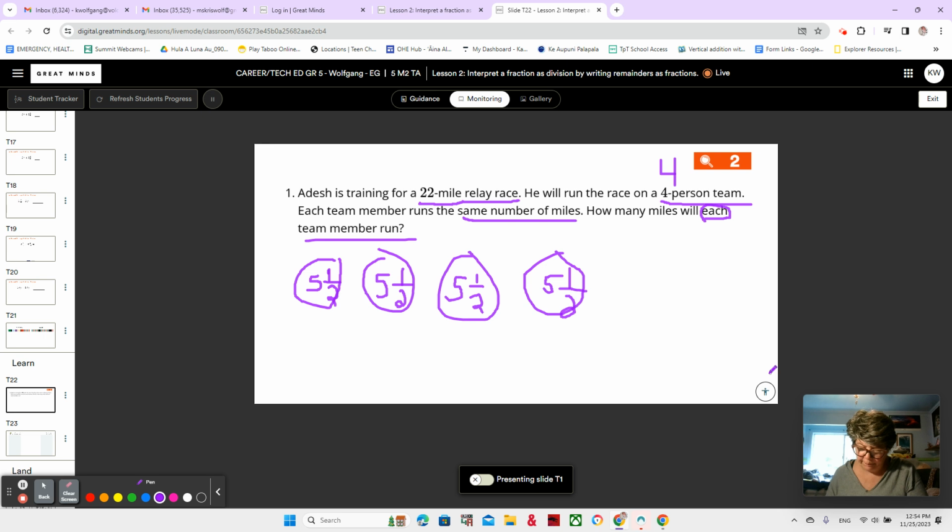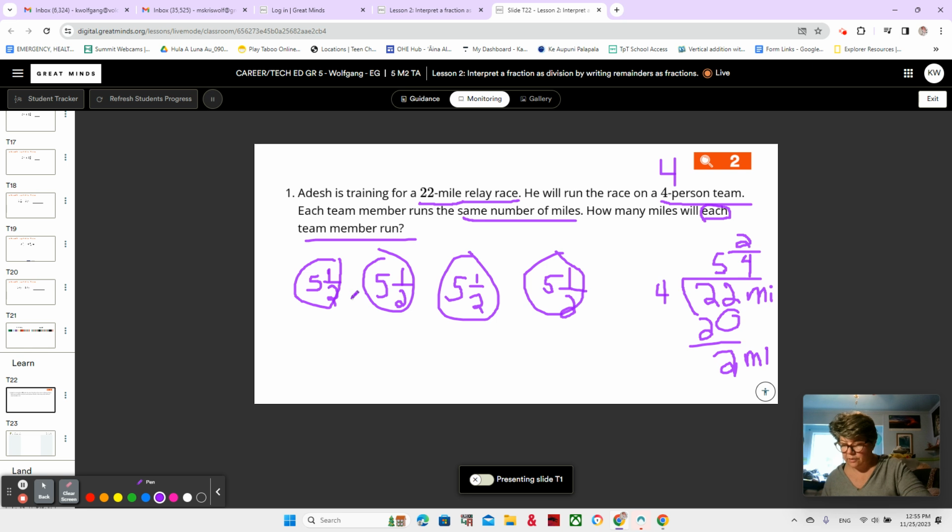Could you do it in vertical form? And what is the quotient and remainder? So 22 divided by 4, right? 4 times 5 is 20 with 2 left over, right? And if I know my 22 are miles, then that means my 2 is miles. And then I'm going to cut it into 4 parts. 2 divided by 4, right? 2 cut into 4 parts because I have 4 people. 5 and 2/4. All right.